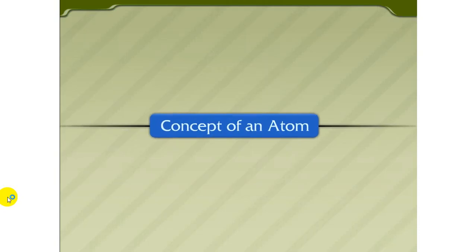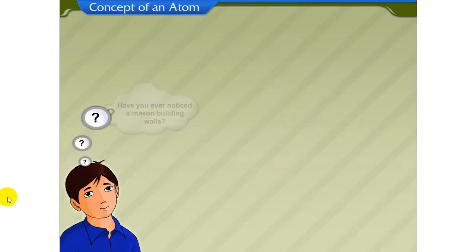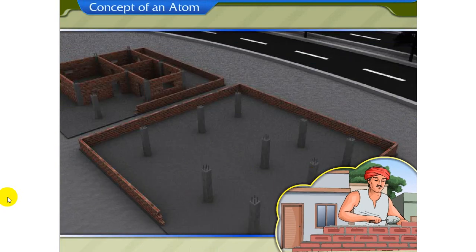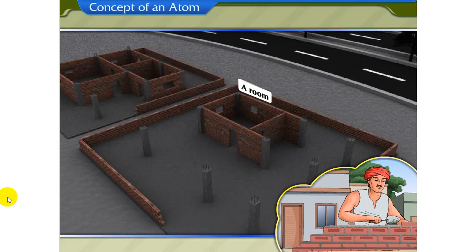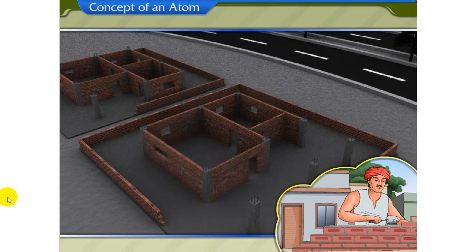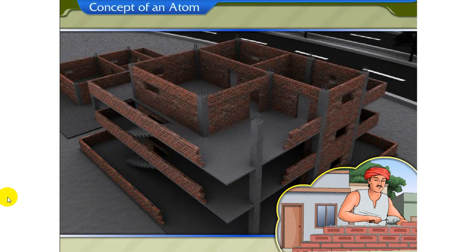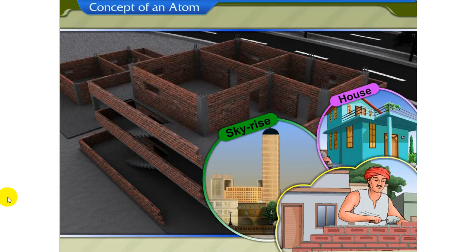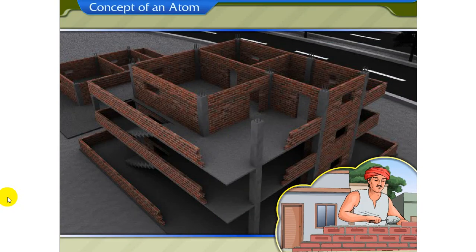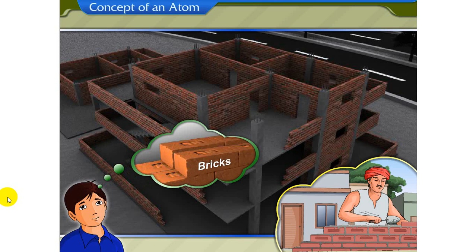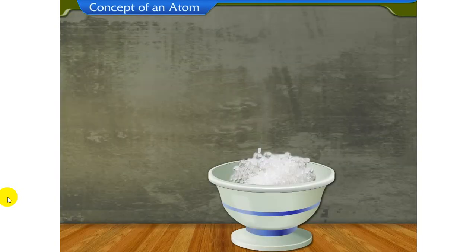Concept of an atom. Have you ever noticed a mason building walls? When four walls are joined together, a room is formed. A collection of such rooms forms a building, small or big, like a house or a skyrise. Now, when you look up towards these buildings, can you tell what the building blocks of this building are? Of course, the bricks.